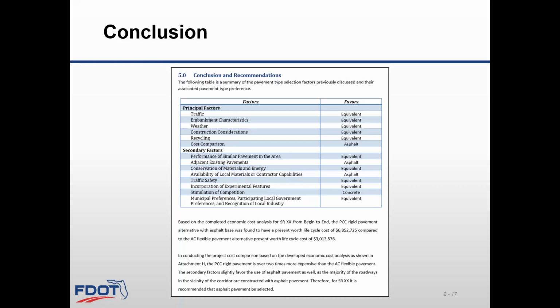In the pavement type selection report, always include a brief summary of the information. A table similar to the one shown on this slide can help summarize if one pavement is favored for the principal or secondary factors over the other. Once that is shown, then a conclusion can be reached of which pavement type is best suited and recommended for the design.